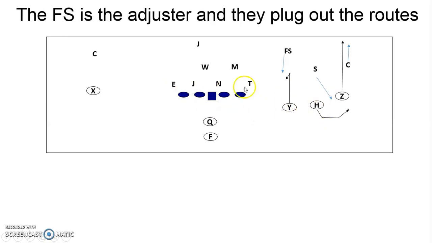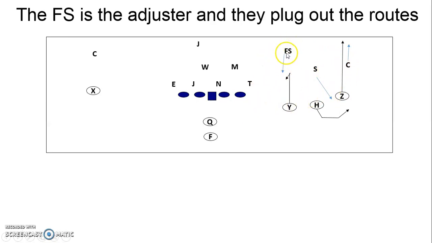And then you can try to give that run look as best as possible and use it as a quick game. Obviously, you can call any route you want here on the backside if you're using it as a quick game or play action pass. Could be a screen or anything else you want to combine with it. Doesn't really matter. So here, once again, we have the free safety being the adjuster and the DBs, the overhang, the corner, the free safety plugging out these routes.